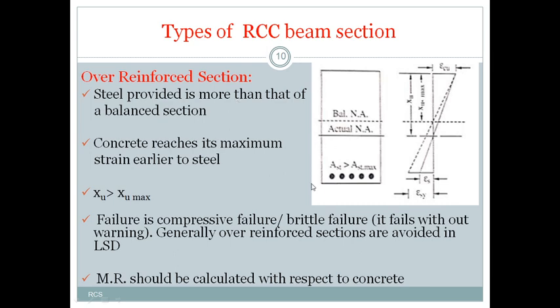It is unsafe because the failure we have is compressive failure, that is nothing but a brittle failure. It will not give sufficient warning before collapse. It will collapse all of a sudden. Then there may be a chance of a lot of damage. As it is a compression failure, in the compression zone we have concrete. So the moment of resistance of this particular section we can calculate with respect to the concrete.